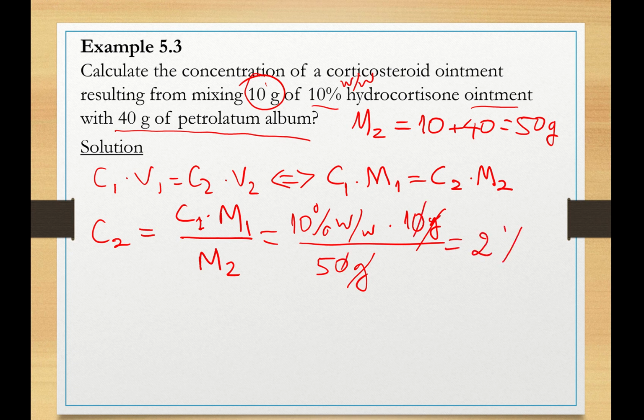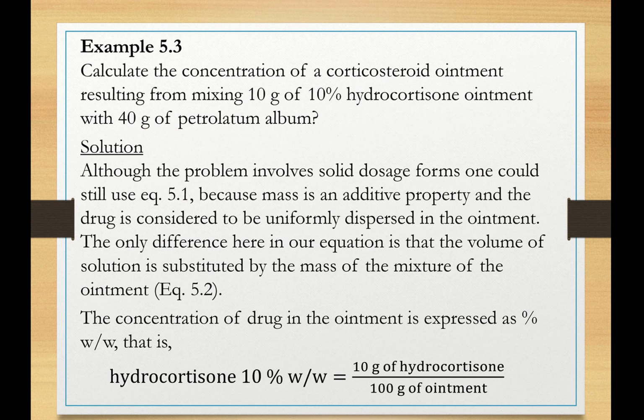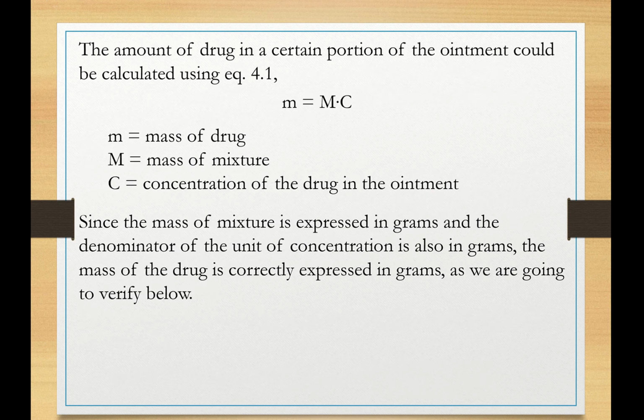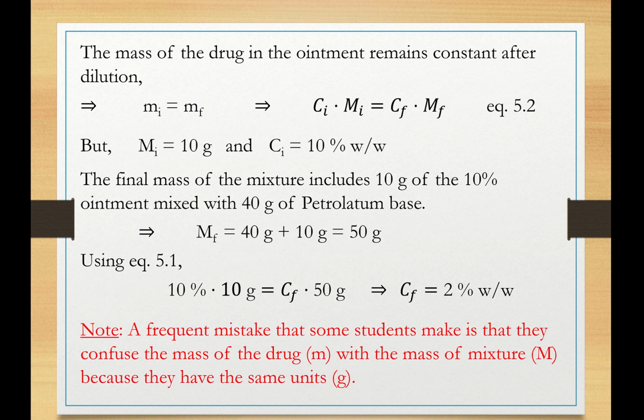So 2% weight per weight is my final concentration. All of these explanations of definitions of units are written here, and you can see clearly explained that M capital is the mass of mixture, and M lowercase is the mass of drug. And when you proceed applying this equation, you get your answer.